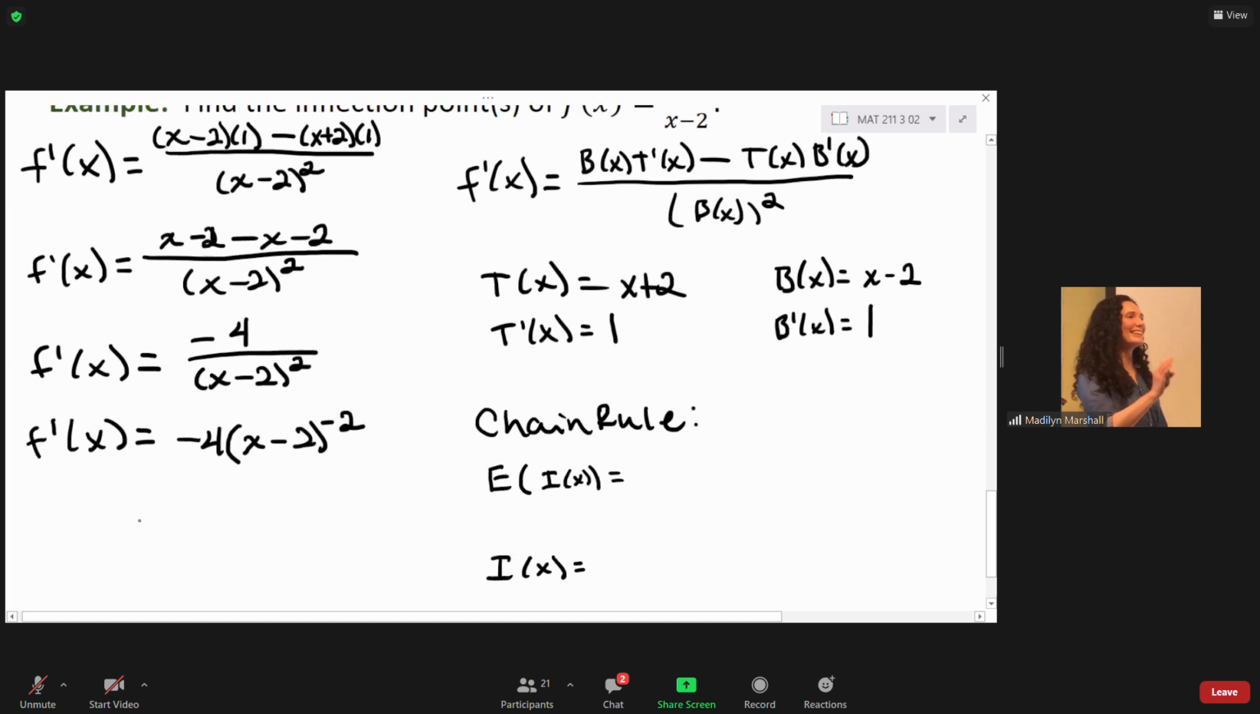So that -4, we don't really need to pay attention to in the chain rule because it's just going to multiply with whatever comes out of it, but you can put it in there. So I'll put it in here just so it's apart. So the interior is going to be that whole x minus 2. So we have -4 times I of x to the -2, and then I of x is that x minus 2, the interior.